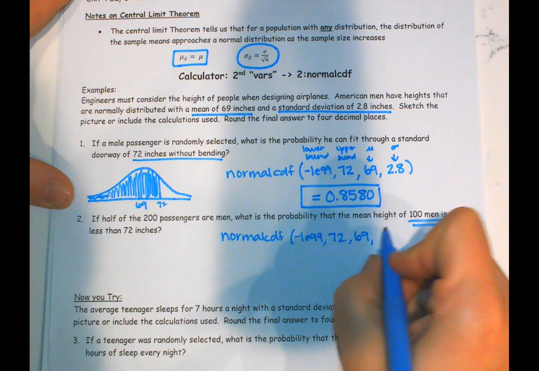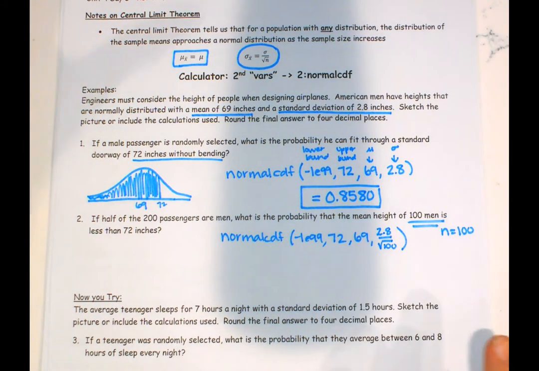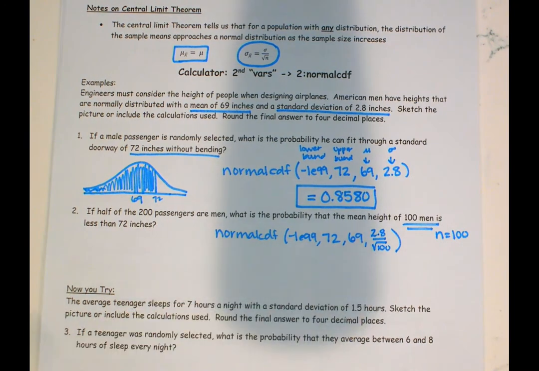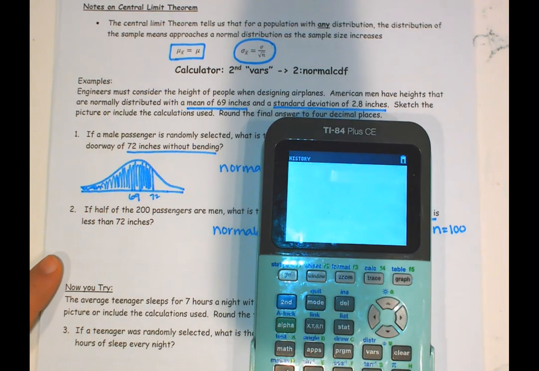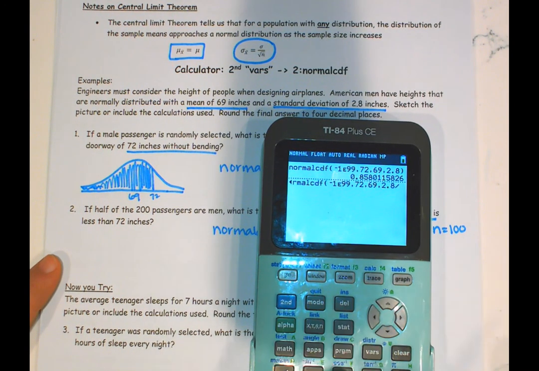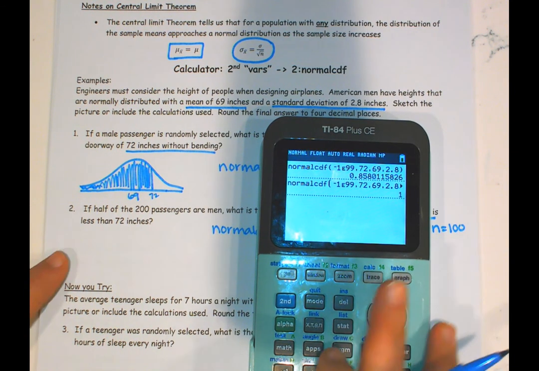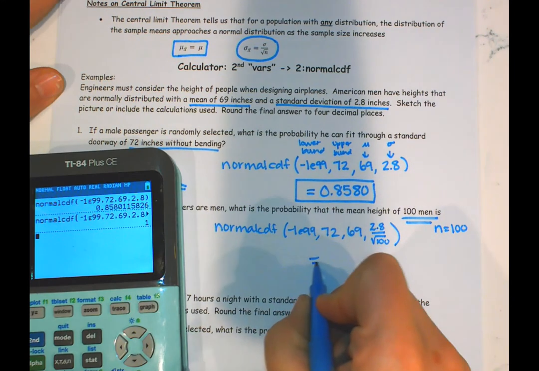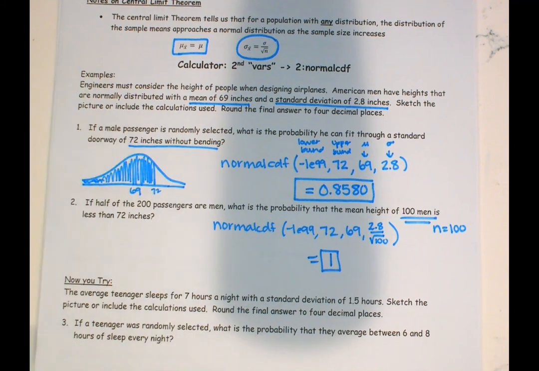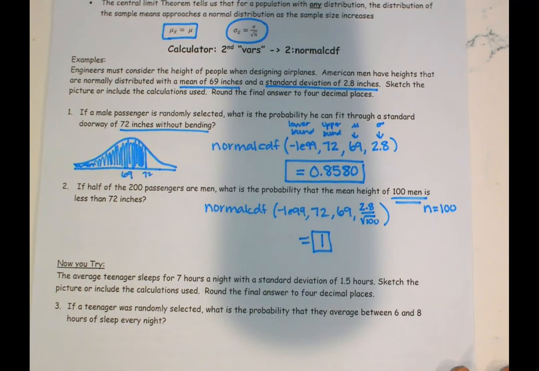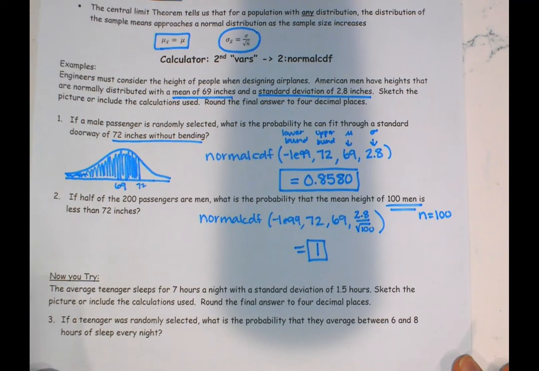The only thing that's going to change is my standard deviation, which will now be 2.8 divided by the square root of 100, because I'm considering now 100 people instead of just 1. So when I do that on my calculator, I'm going to just copy this down and then divide this by the square root of 100. And I get 1, which means that the probability is 1, meaning it's definitely going to happen. Okay, so this would be a great time to pause the video and try number 3 and 4 before we move on to our next section. The answers are posted on Schoology for you to check those.